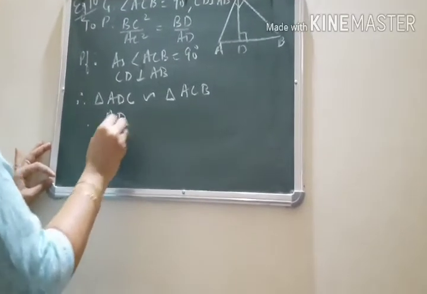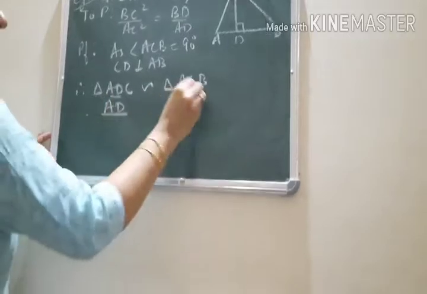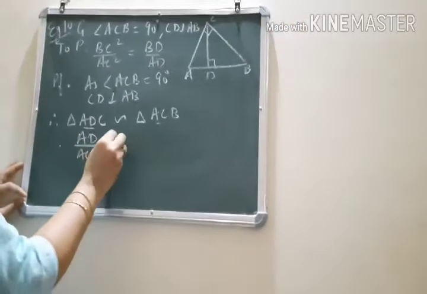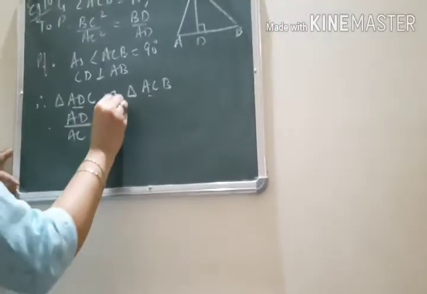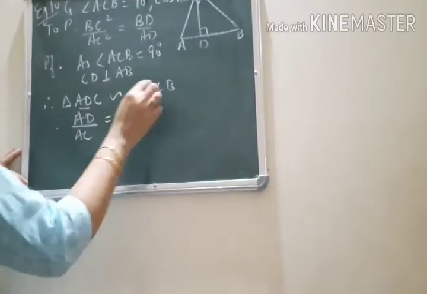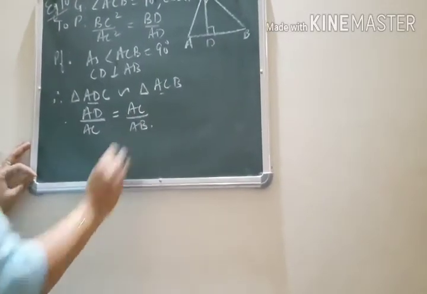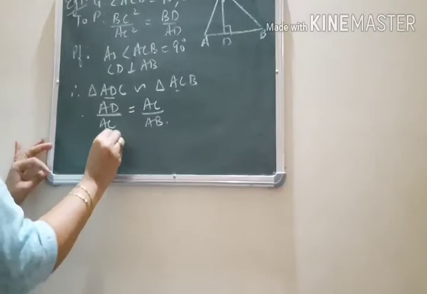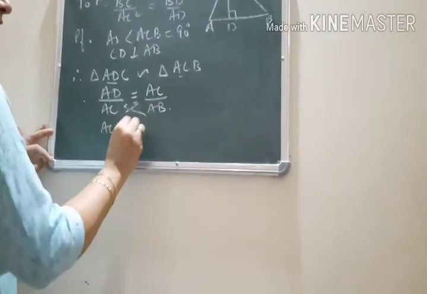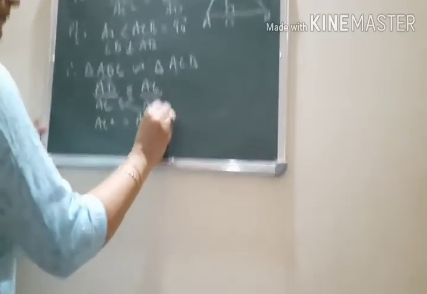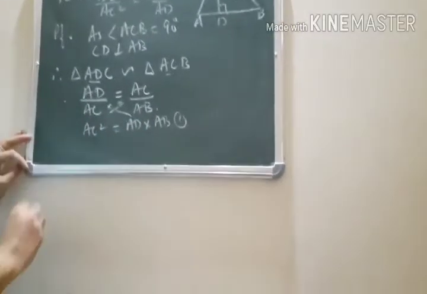AD upon, from there first two, so here also first two. AC is equal to, you can write AC upon first and third, AB. Right? So AC square, cross multiply, is equal to AD into AB. This is my first case.